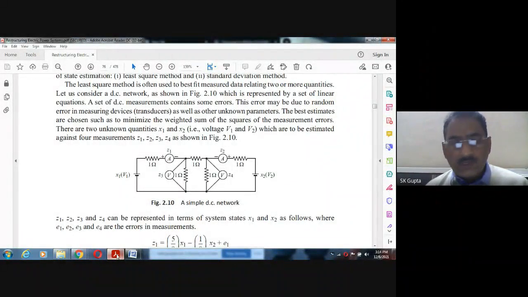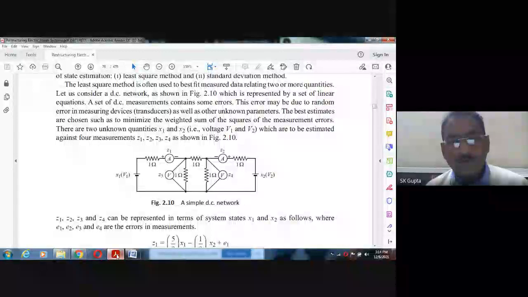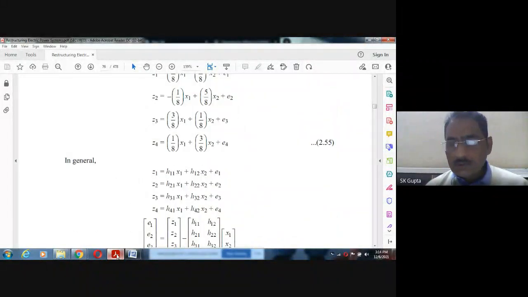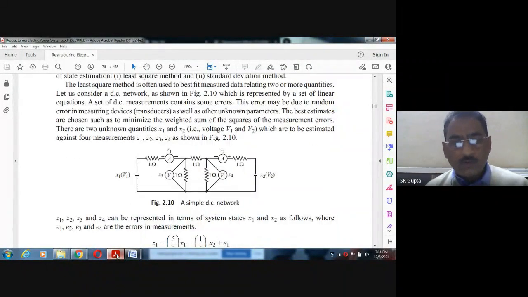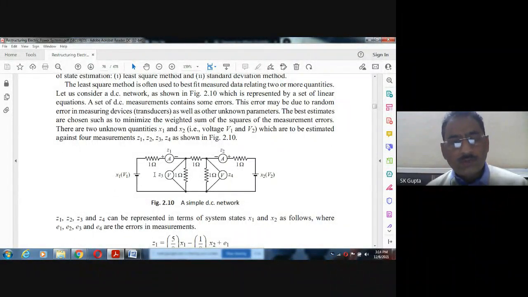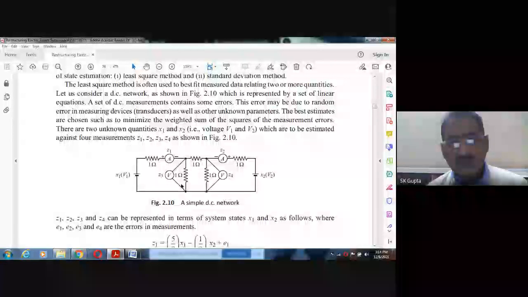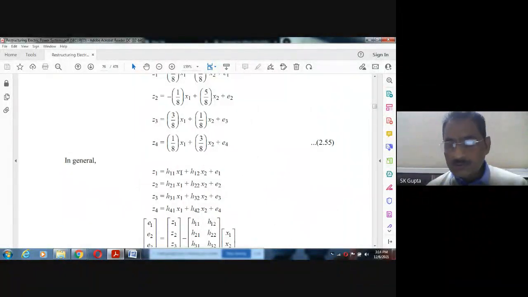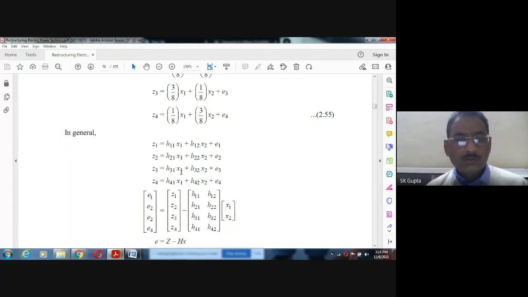And then, with more measurements than the number of equations, how do we solve it? First of all, we develop the model of the system, irrespective of whether the system is linear or non-linear. For example, we took this linear system and developed this model. You can write z1, z2, z3 in terms of x1 and x2.